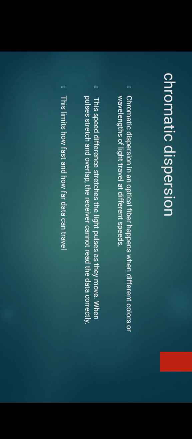Chromatic dispersion in an optical fiber happens when different colors or wavelengths of light travel at different speeds. This speed difference stretches the light pulses as they move. When pulses stretch and overlap, the receiver cannot read the data correctly. This limits how fast and how far data can travel.